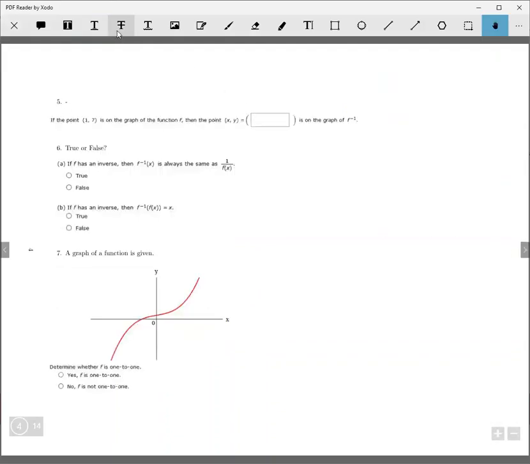Okay, number 5. This goes back to what I just said before. If 1, 7 is on the graph of f, then 7, 1 is on the graph of the inverse.